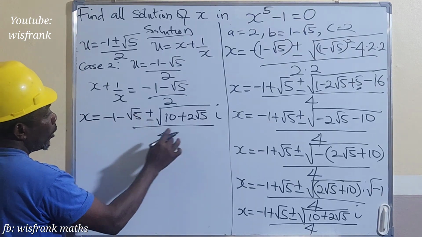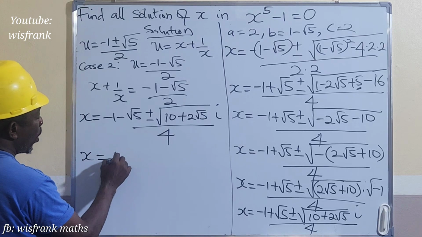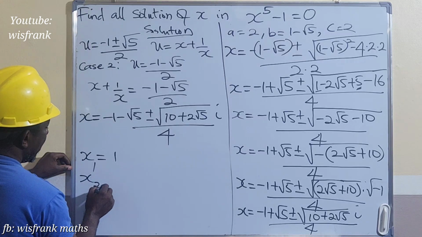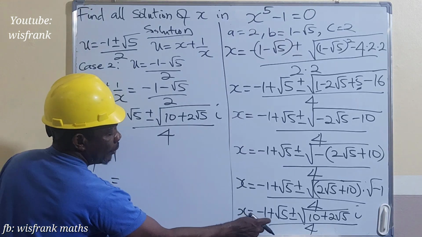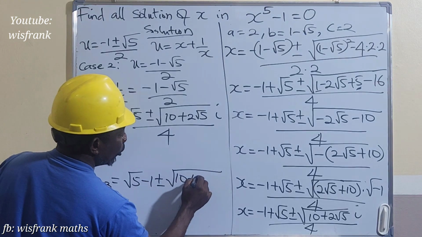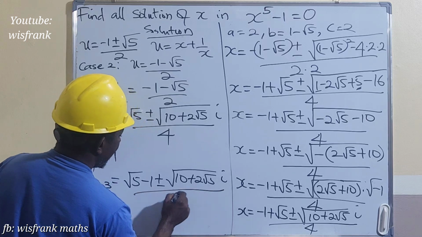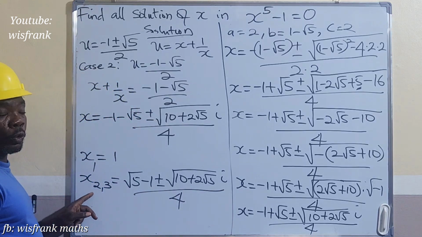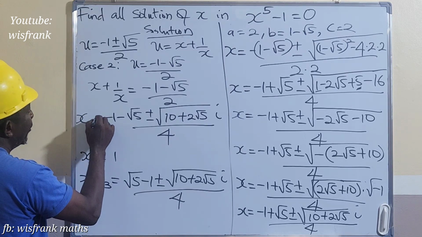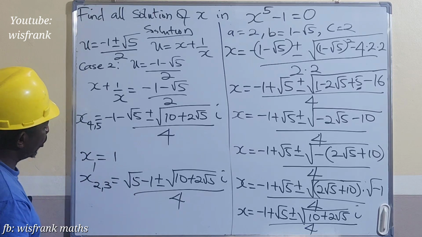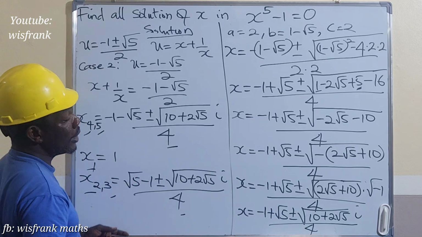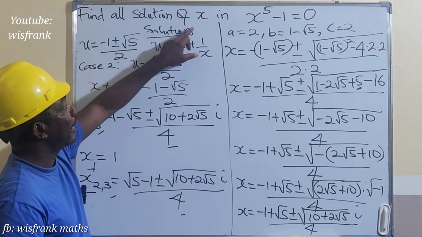So in this case, we have two solutions here. These two solutions, let's call the first one x1, which equals 1. Then the second and third, x2 and x3, equal root 5 minus 1 plus or minus the square root of 10 plus 2 root 5 i all over 4. Then this one is going to be x4 and x5. So these are the possible solutions of x that satisfy this expression.